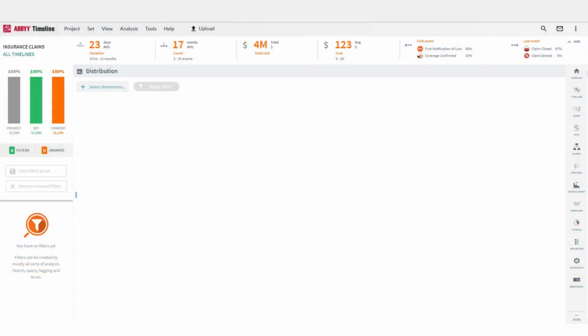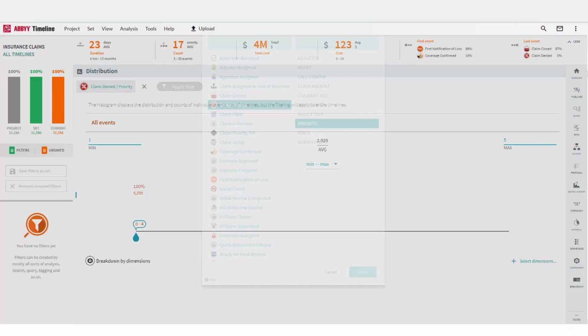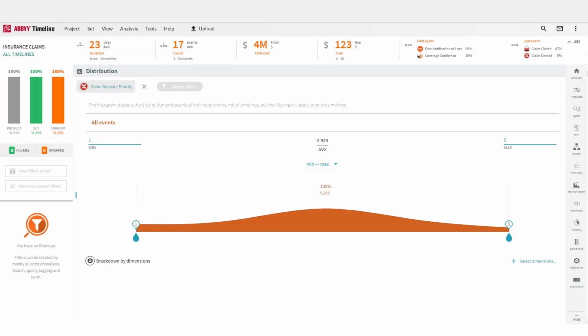Our distribution analysis allows us to look across a numerical attribute to understand how that is distributed across events. So for instance, in the insurance claim, I have a priority attribute that is a value of 1 through 5. And I actually want to look at that based off of when a claim is denied, what that priority is at that event, and how that's distributed.